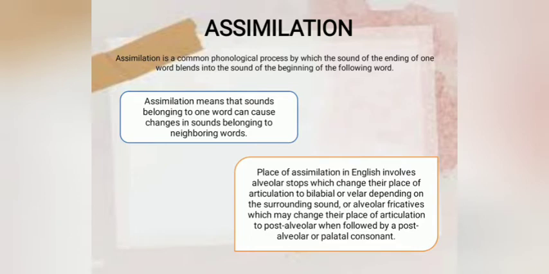The next is assimilation. Assimilation is a common phonetic process by which the sound at the end of one word blends into the sound at the beginning of the following word. Assimilation means that sounds belonging to one word can cause changes in sounds belonging to neighboring words. Assimilation in English involves alveolar stops, which change their place of articulation to bilabial or velar depending on the surrounding sound, or alveolar fricatives, which may change their place of articulation to post-alveolar when followed by a post-alveolar or palatal consonant.